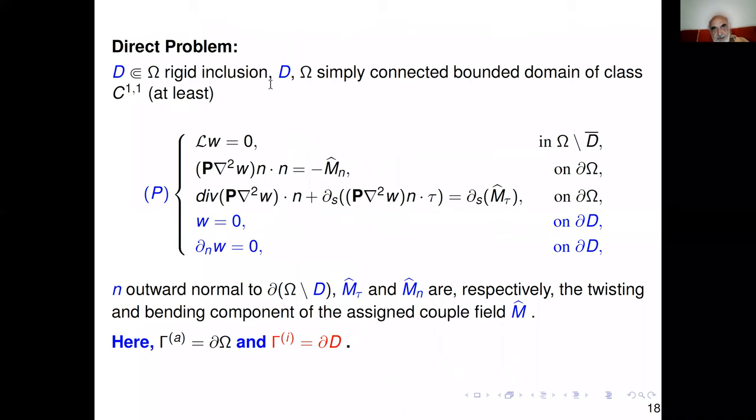Consider a rigid inclusion D. Assume that D and omega are simply connected bounded domains of class at least C^{1,1}. In omega minus D, we have the plate equation. On the boundary of omega, we give some input in the form of an assigned couple field M hat, and it's in the form of a Neumann condition.